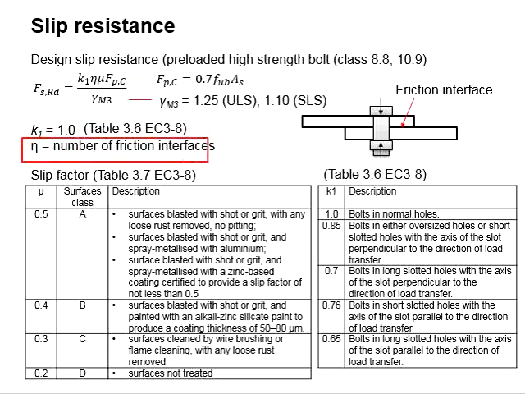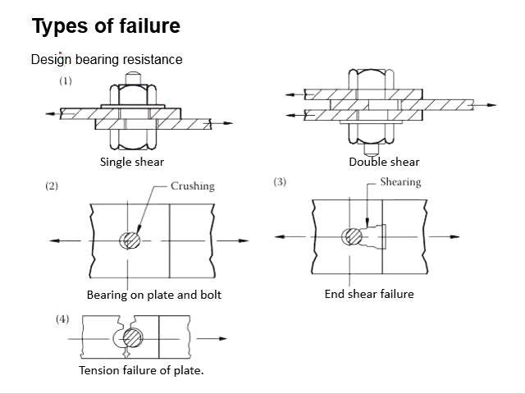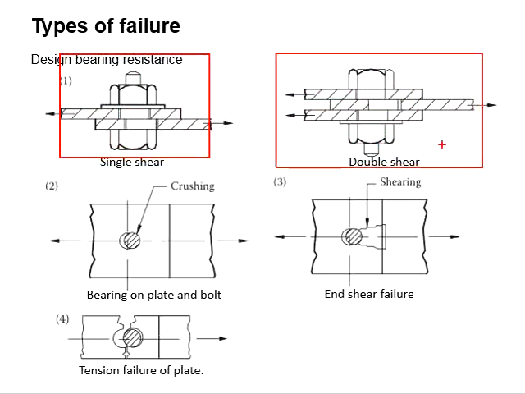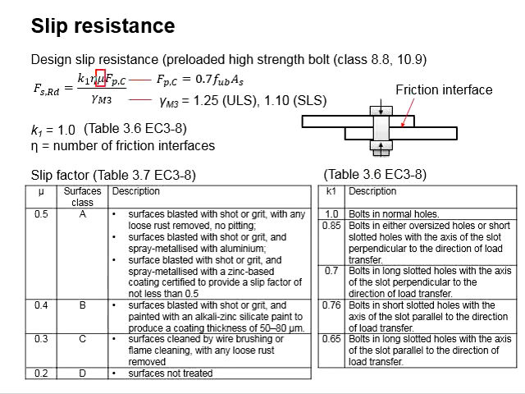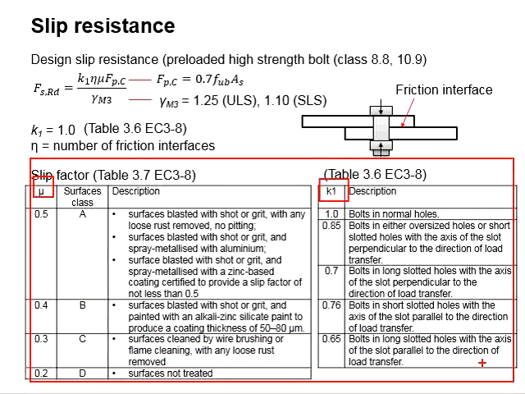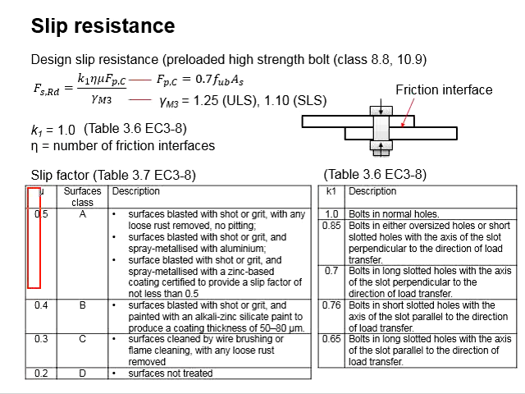And the eta here represents the number of frictional interfaces. This is determined based on the setup of the tensile splice. And the mu here represents the slip factor, which can be referred from table 3.7, EC3 part 8. The details for the K1 and the mu are listed in the table here. And the slip factor varies in accordance with the surface class, from class A to class D. The descriptions of the relevant classes are given here.